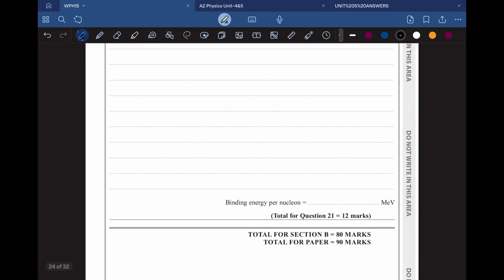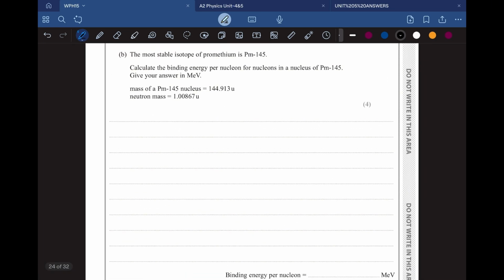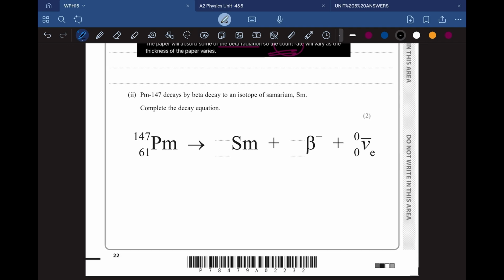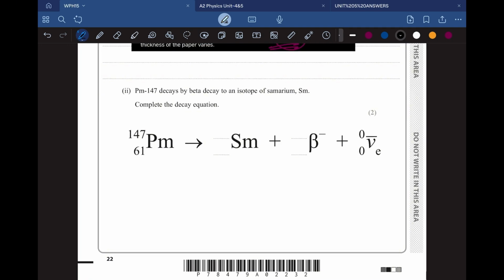Now moving on to the next part of the question, it says the most stable isotope of promethium is PM145. Calculate the binding energy per nucleon for nucleons in a nucleus of PM145. Give your answer in mega electron volt. Mass has been given and the neutron mass has been given as well. And the previous part we have missed actually this part. Sorry for missing that part. Let's do this part right now.